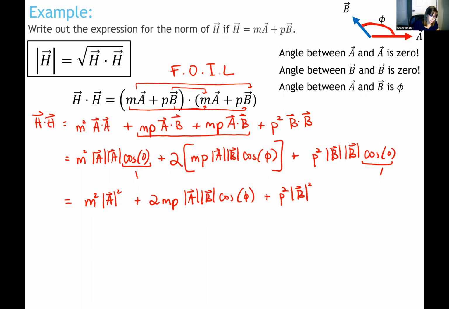All right, so now our last thing is actually calculating the norm of vector h, which is going to be the square root of this dot product that we just calculated. So I'm going to plug all of this stuff into the square root there, and I'll have my final answer.